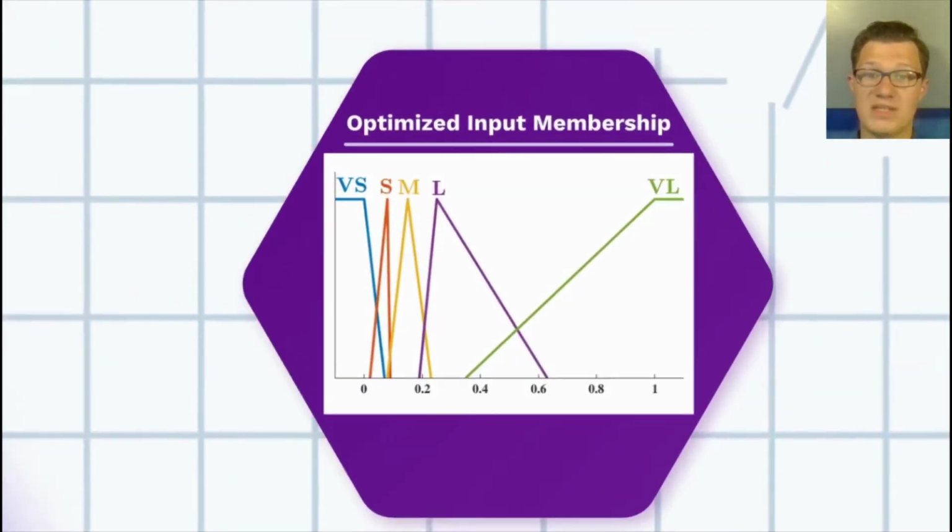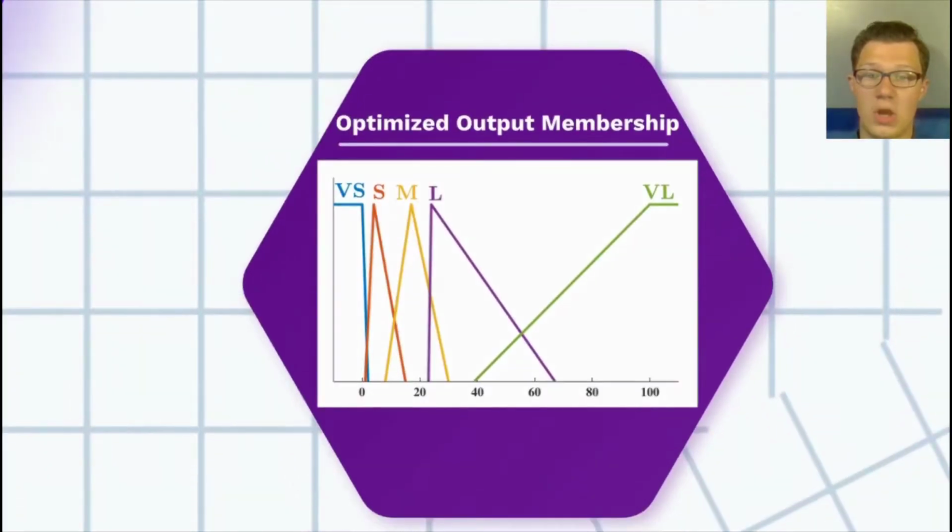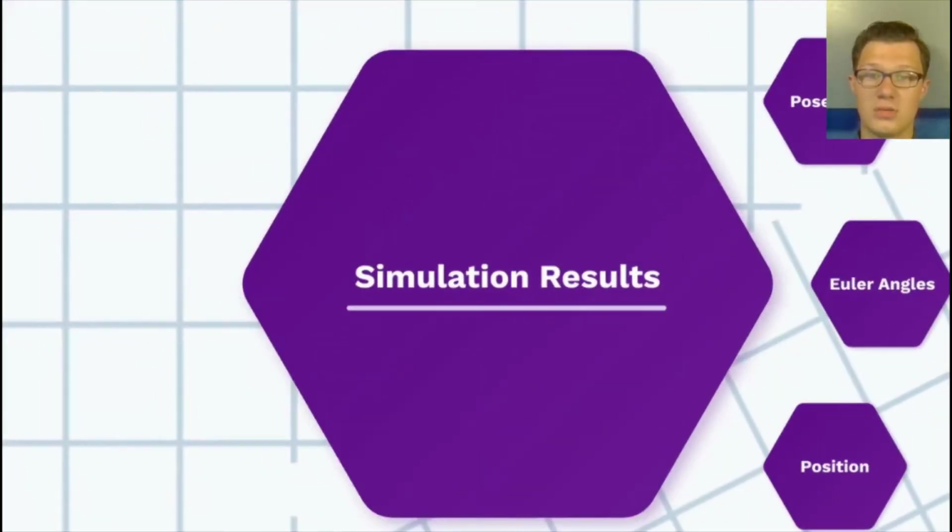Here is the optimized input membership function. And here is the optimized output membership function. So now let's move on to the obtained results.